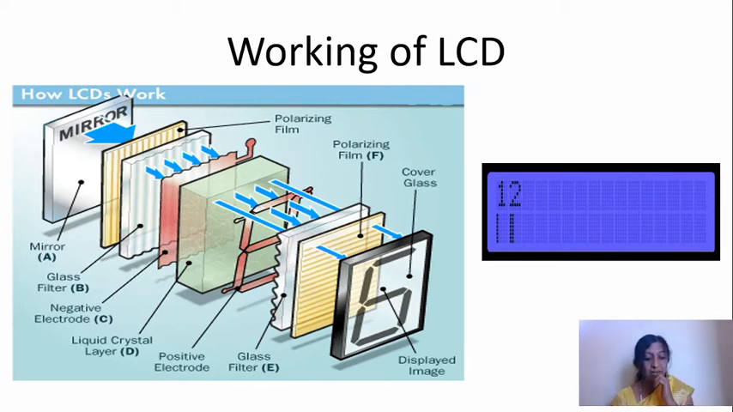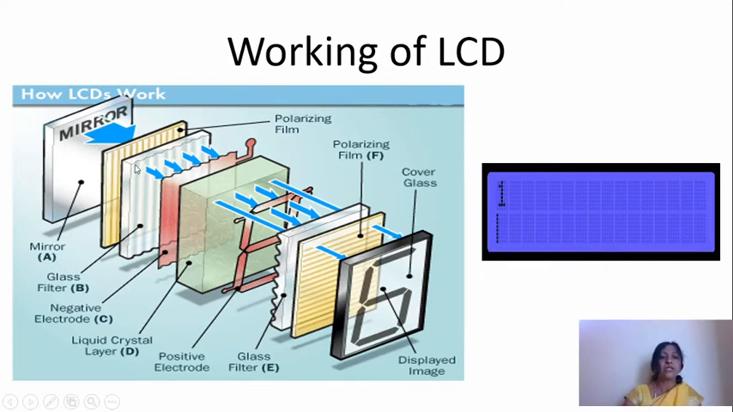This LCD display works on the principle of blocking of light rather than emitting light. So it is going to block the light. This LCD requires a backlight, that is CCFL. As I told you, the mirror is used here to make the light reflect onto the polarizing film. Usually a CCFL, that is a cold cathode fluorescent lamp, is used as the light source.